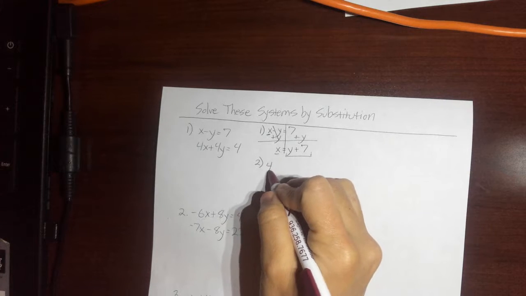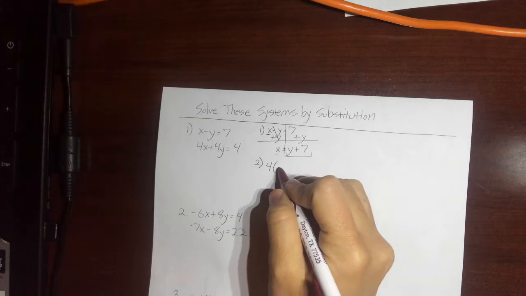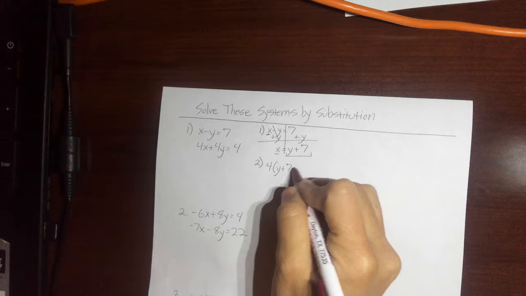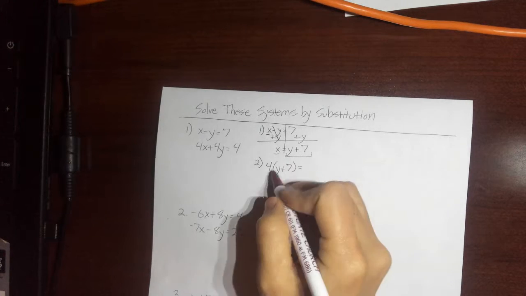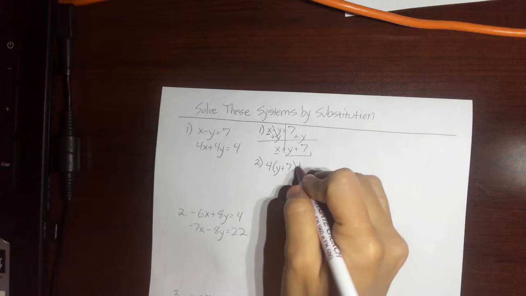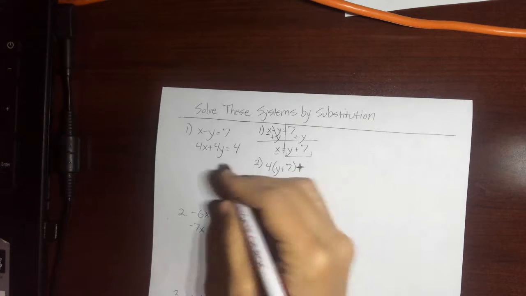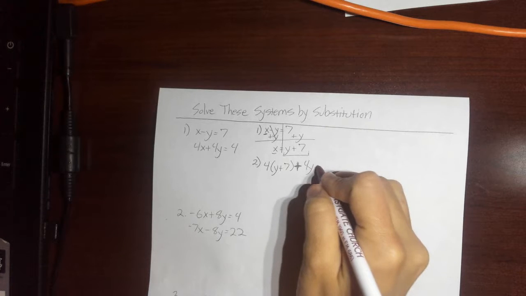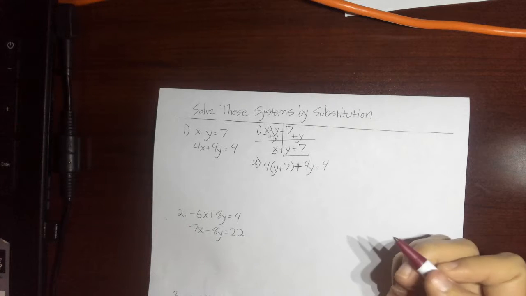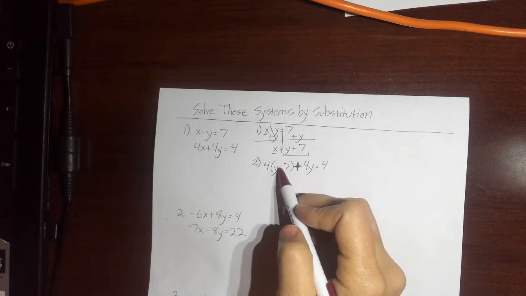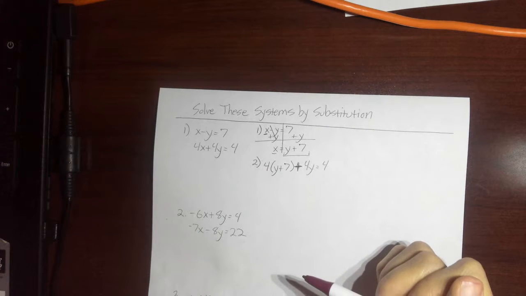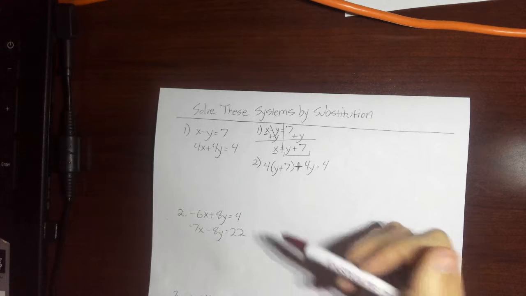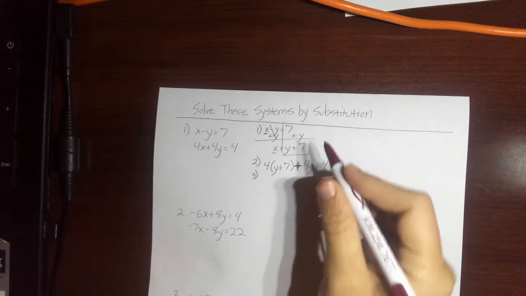So my x is now y plus 7. So when I rewrite this, this is going to be 4 times y plus 7 plus 4y equals 4. So you can see that this would have been the x, right? But instead I put the y plus 7.